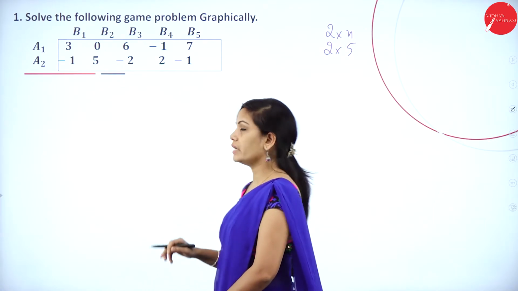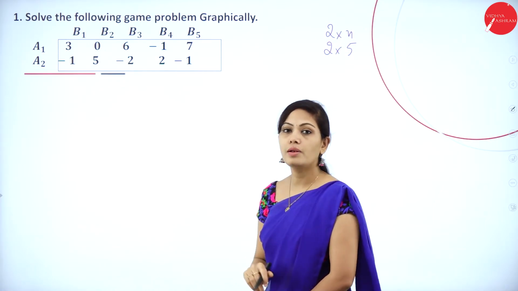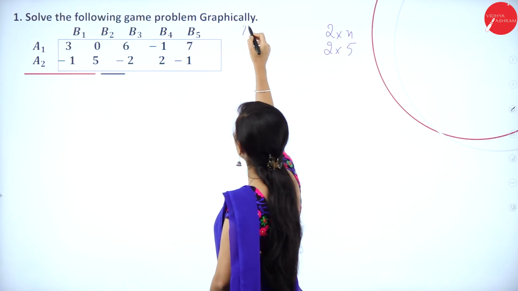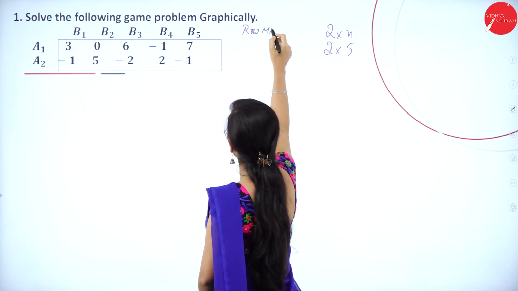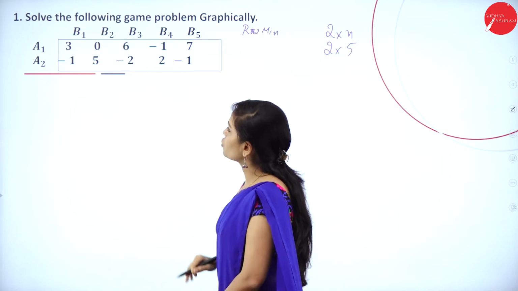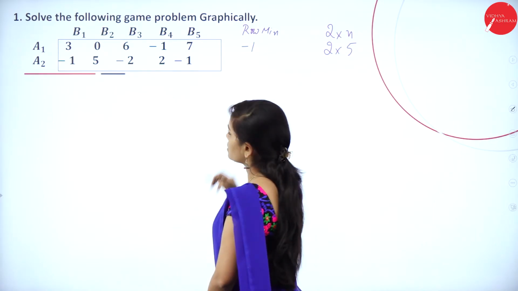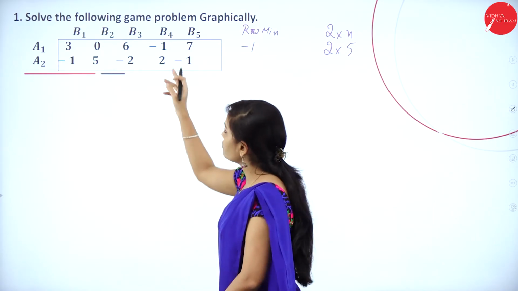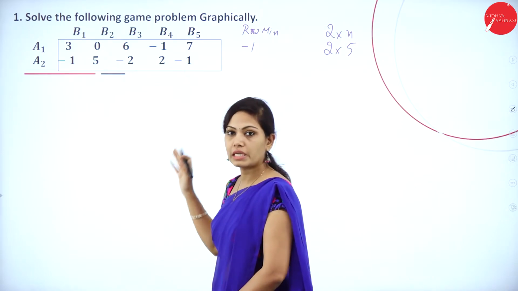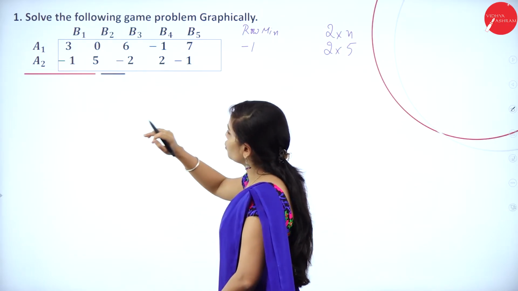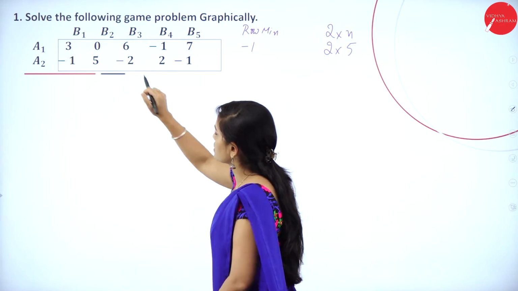So first we'll find the row minima and column maxima. Find out the row minimum. Here in the first row, we have 0 and minus 1, so minus 1 is the least value. And in the second row, the least value is minus 2.